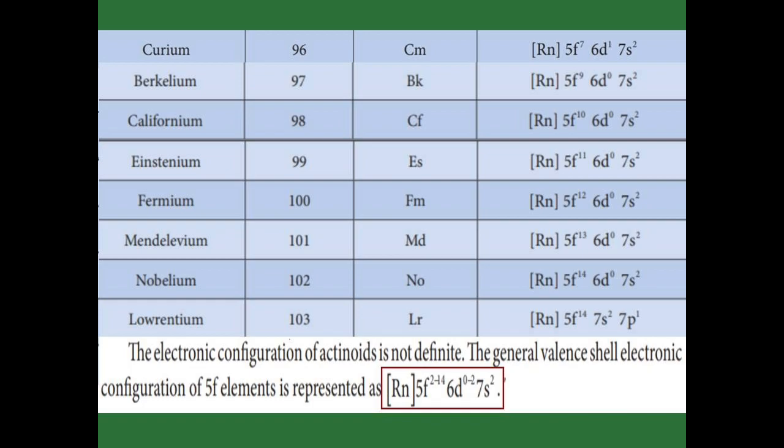So the electronic configuration of actinoids is not definite, and generally we can say that the general electronic configuration of actinoids is radon configuration 5f2 to 14, 6d0 to 2 and 7s2.